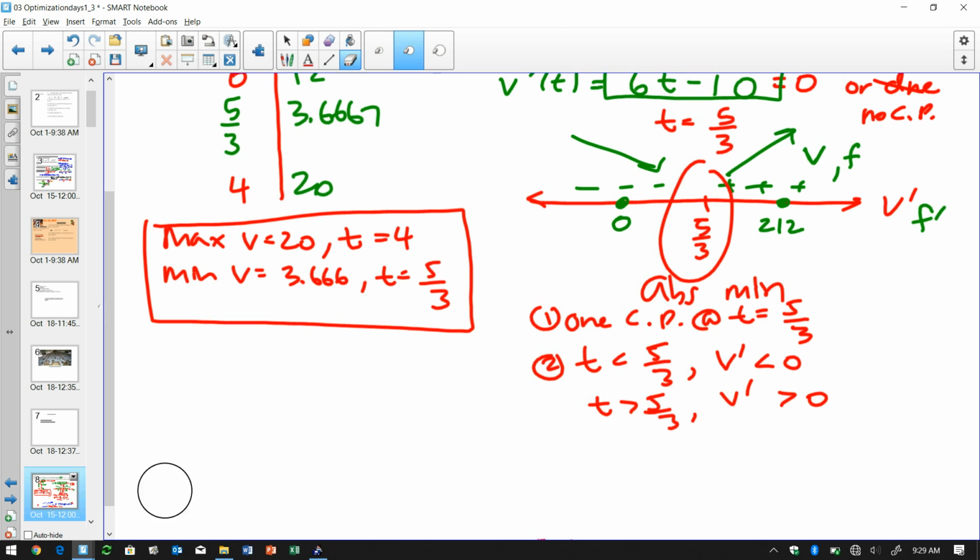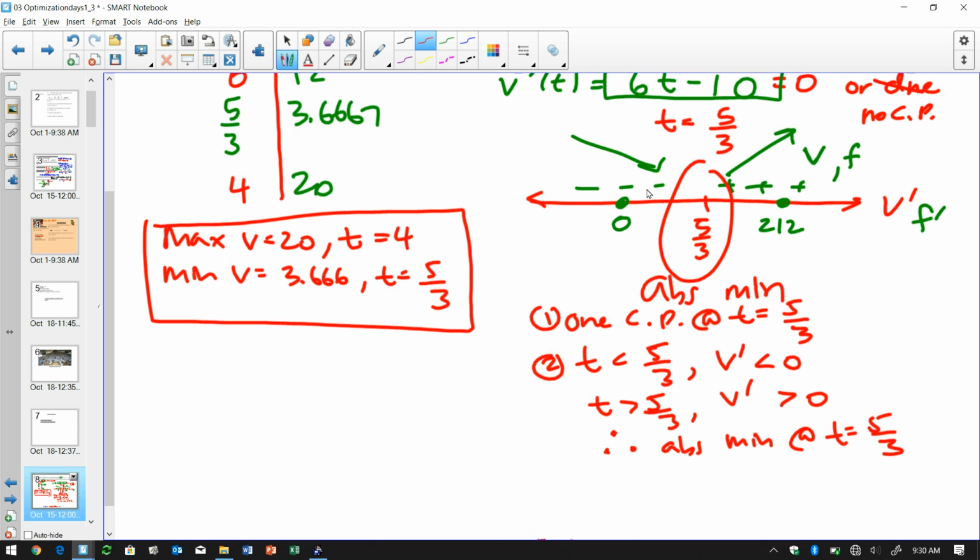I know this justification is terrible, but you had this on your test. Anyway, those of you who didn't do a candidate's test. Therefore, there's an absolute min at t equals 5/3. And of course, I can find the velocity too by plugging in. So the velocity is 3.667. All right, any questions about that?